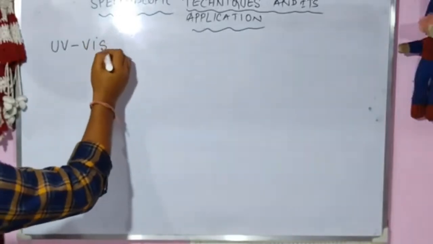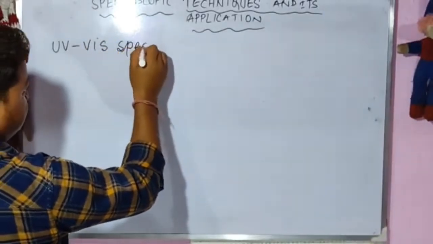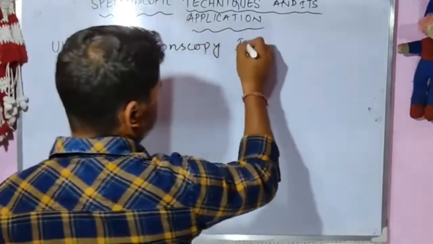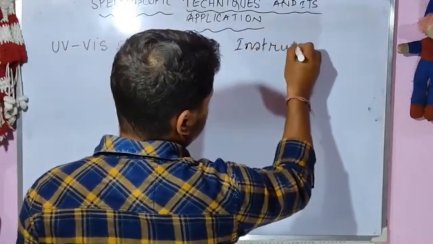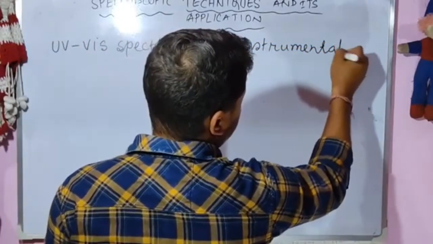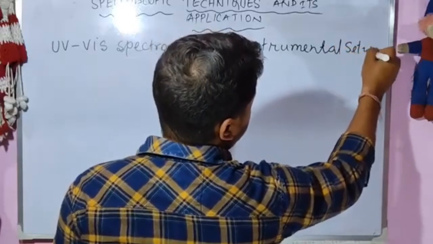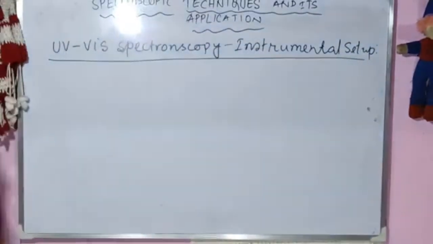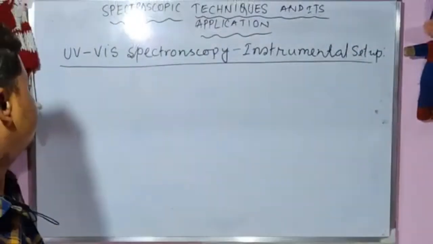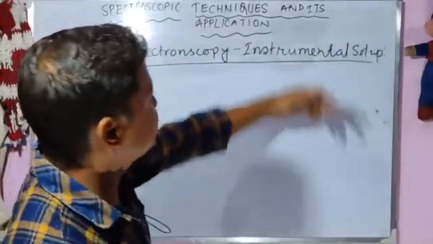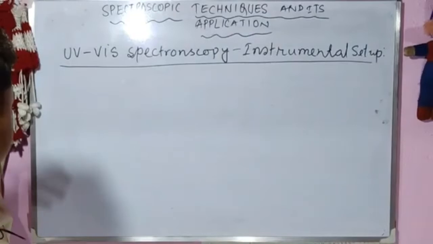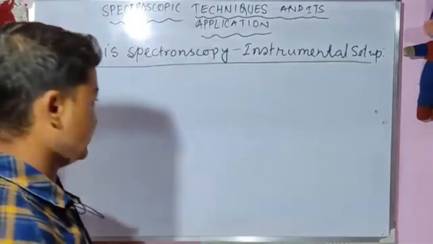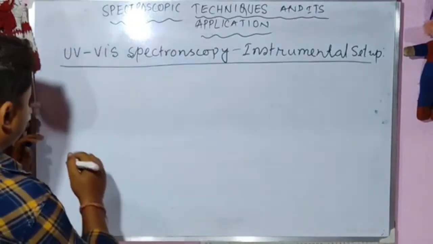Next is UV visible spectroscopy, instrumental setup. Now we discuss the UV visible spectroscopy instrumental setup. So the diagram of the UV visible spectroscopy instrument is, there is a light source.